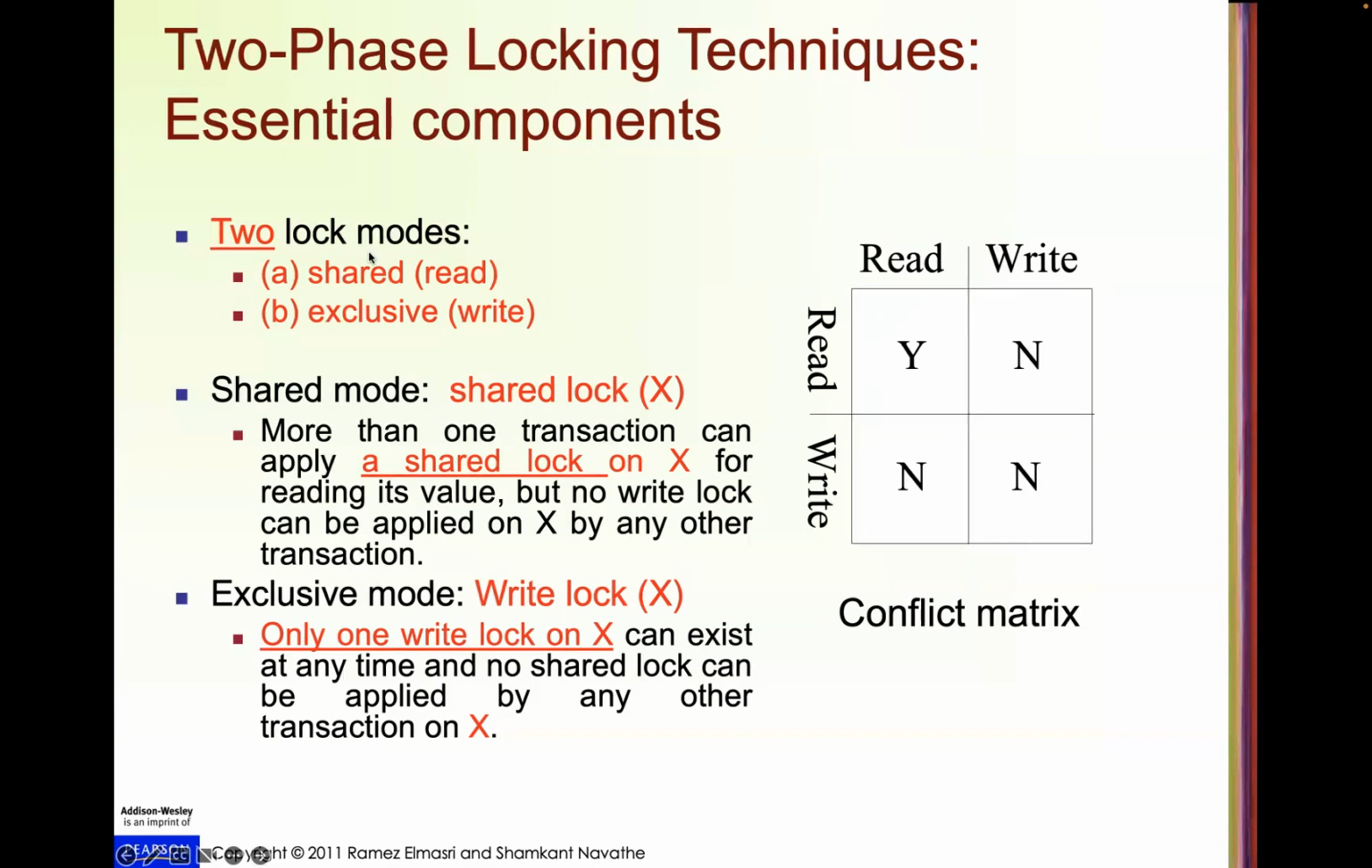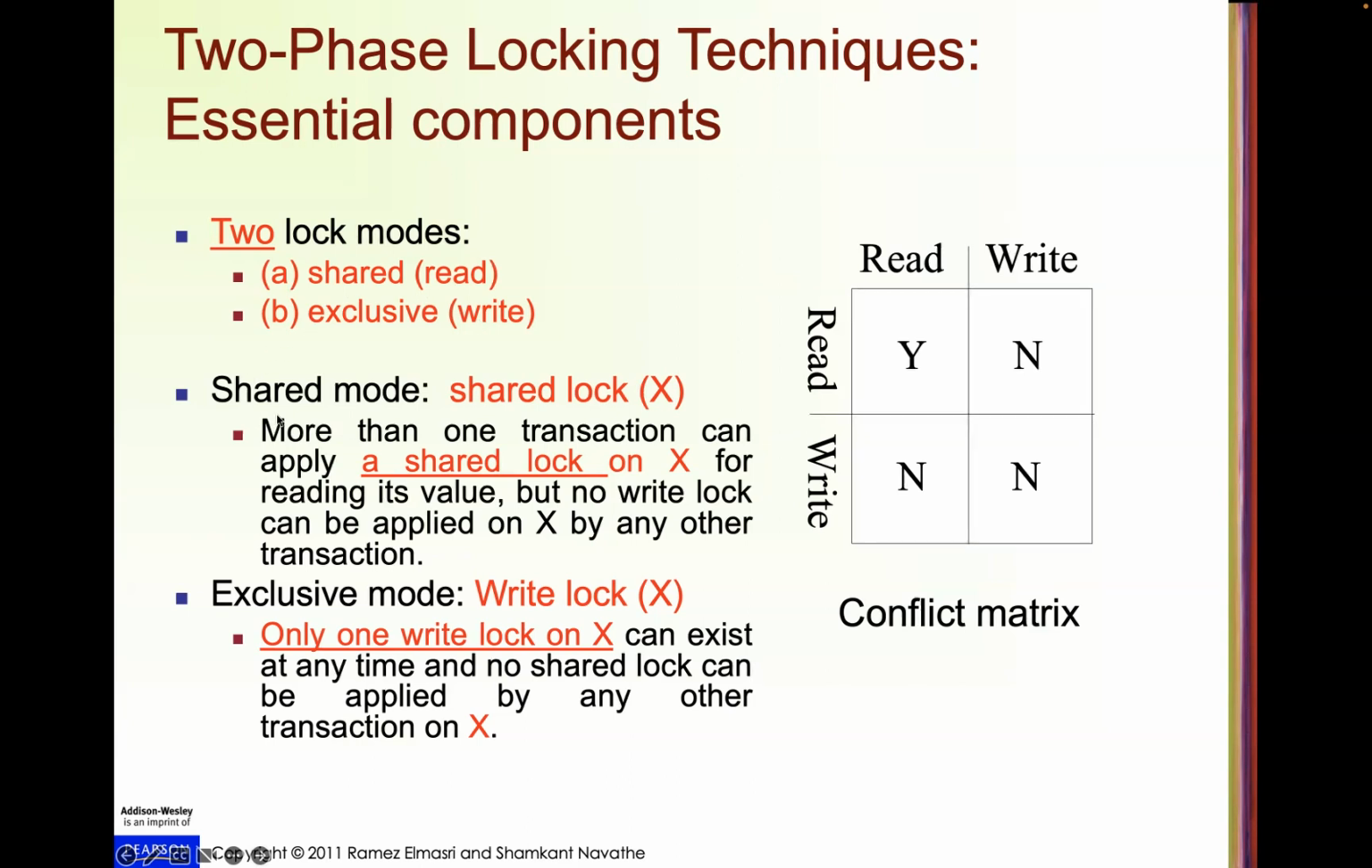Now, what are the lock modes? There are two types of lock modes. One is called the shared lock. If the lock can be shared between transaction 1 and transaction 2 for reading purposes, then the shared lock will be used. The second one is the exclusive lock mode for writing. When either of the transactions wants to write, then we have to use an exclusive lock for that transaction.